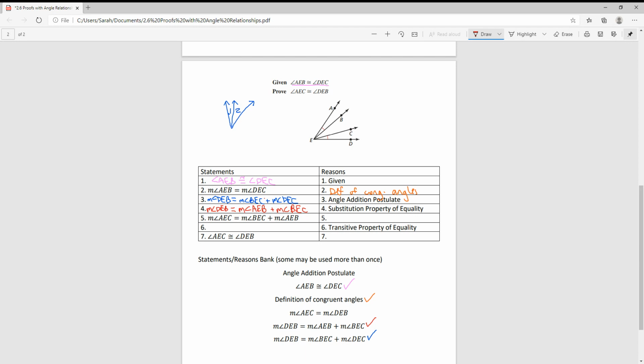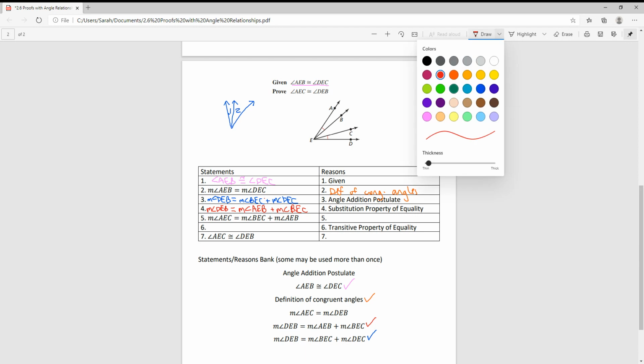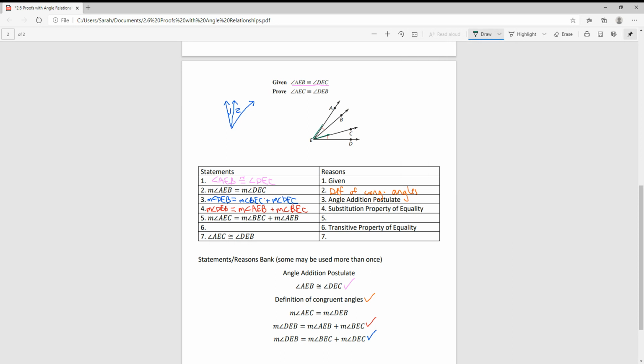Now, how do we get from statement 4 to statement 5? So what happened here? We have measure of angle AEC, which is this angle right here, equals measure of angle BEC, which is this one, plus measure of angle AEB. That is once again just our angle addition postulate. So that's actually going back to the picture for that one, not using the equations we just did. Abbreviate a little bit there too.